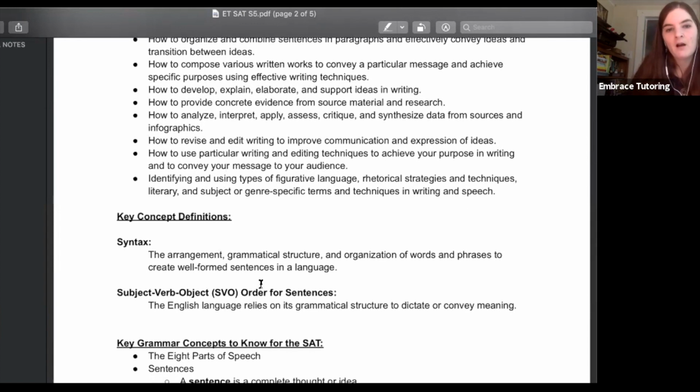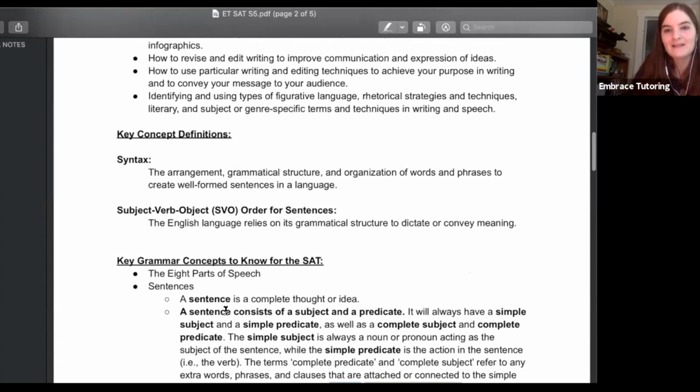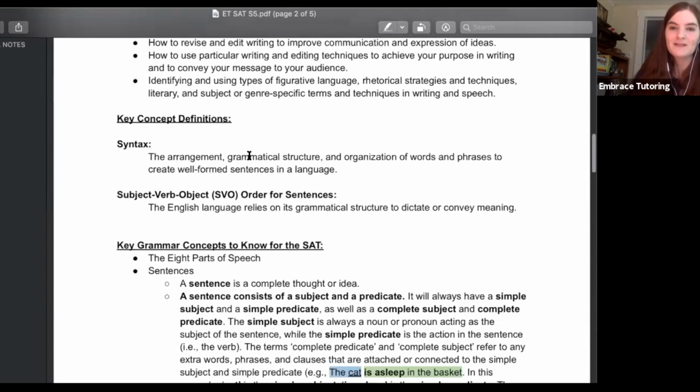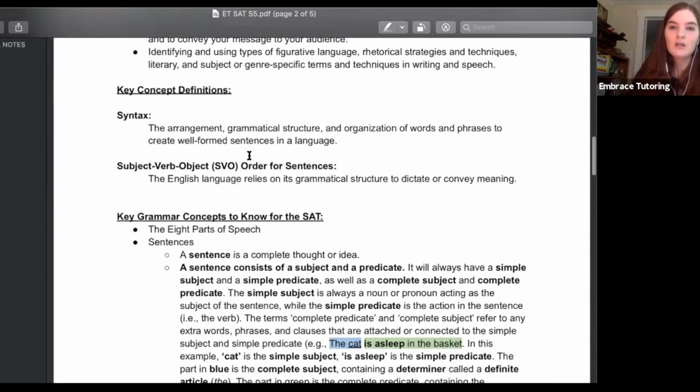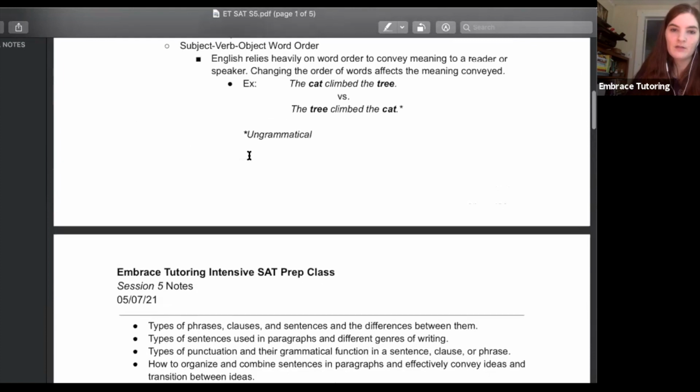Okay. Dealing with how to revise and edit writing to improve communication and expression of ideas, how to use particular writing and editing techniques to achieve your purpose in writing and to convey your message to your audience. Again, things I've all been saying from day one. Identifying and using types of figurative language, rhetorical strategies and techniques, literary and subject or genre specific terms and techniques in writing and speech. These are key ideas that are covered on this test.